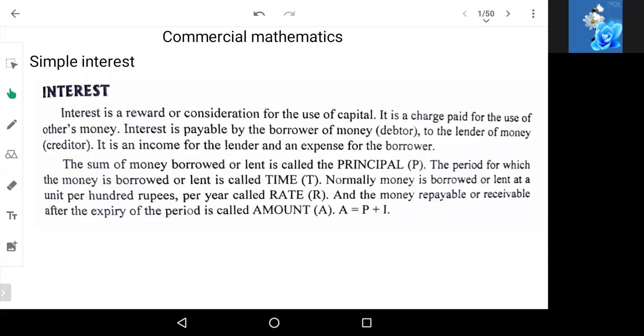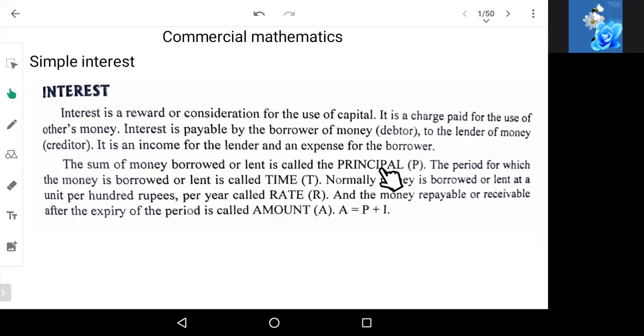Interest is the reward or consideration for the use of the capital. Here, for using others' money, we are going to pay some reward, that is known as interest. Now the important terminologies which you have to learn here: the first thing is called principal. Principal is the money which is borrowed or lent, where they will be paying the rate of interest for a certain period of time.